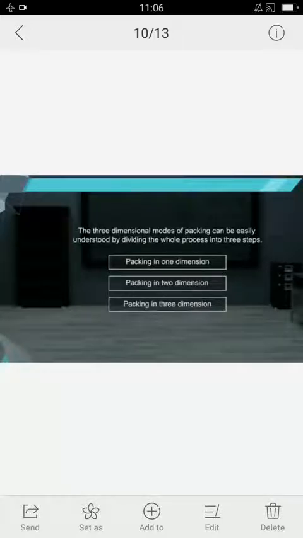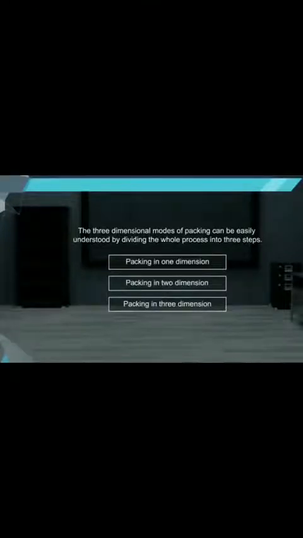Now, to understand the closed packed structure, we will assume the hard spheres of equal size to represent the atoms. The three-dimensional modes of packing can be easily understood by dividing the whole process into three steps. The first is packing in one dimension. Second is packing in two dimension. Third is packing in three dimension. Now let's begin with packing in one dimension.